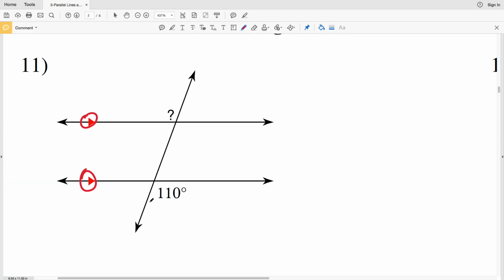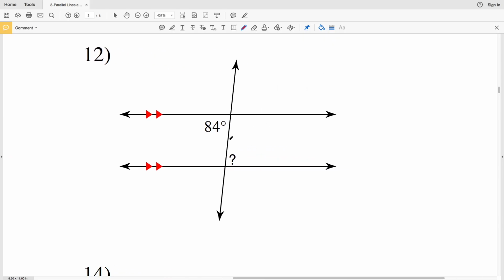We can also note that the angle indicated and 110 degrees are on opposite sides of the transversal and both outside of those intersected lines. Therefore, they are alternate exterior angles. Alternate exterior angles are congruent when the intersected lines are parallel. Therefore, the indicated angle is 110 degrees.